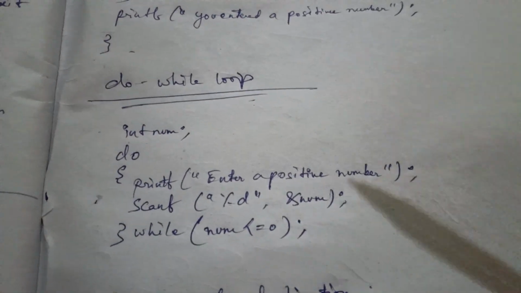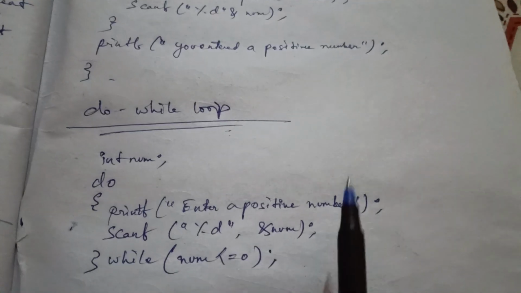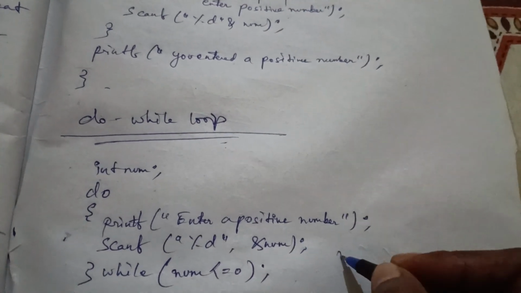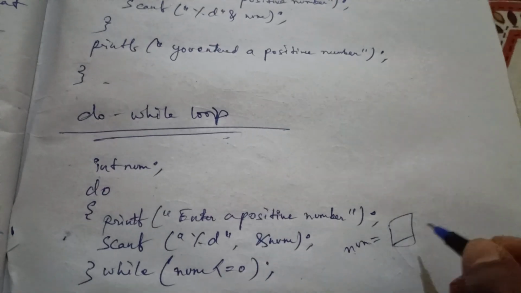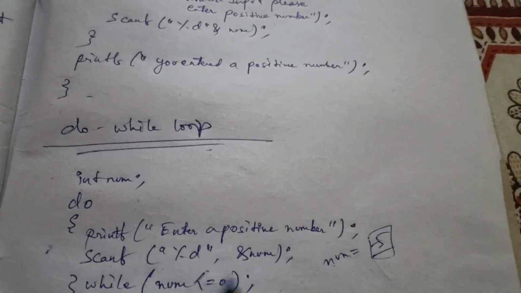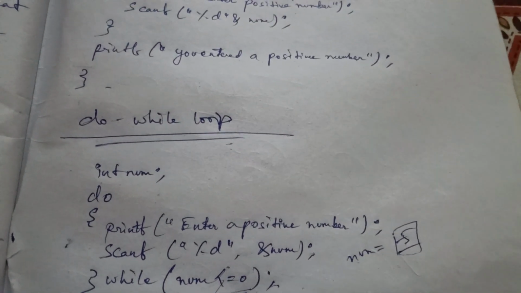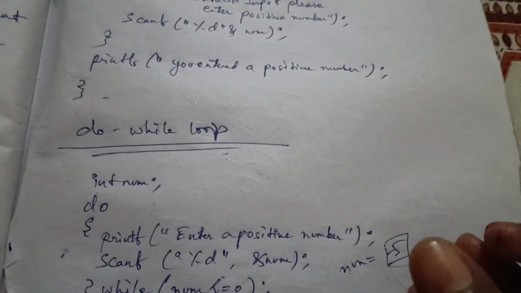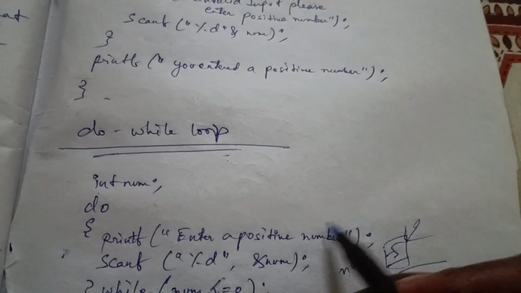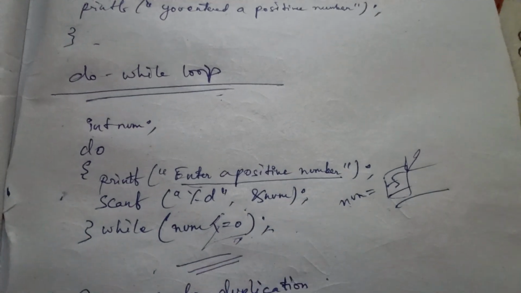But here I don't need to scan. Why so? Because of enter a positive number. Whenever I am saying enter a positive number, then the number is taken in num. You have a number in num, that is 5. Now if it is minus 5, it is less than or equal to 0, this condition is true. If this condition is true, again you have to ask the user that this is wrong, give me a valid one. So again you have to print this line, enter a positive number, and scan that number. So again you will write that printf statement.